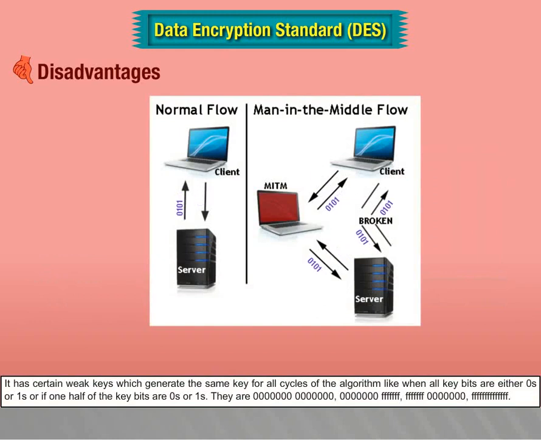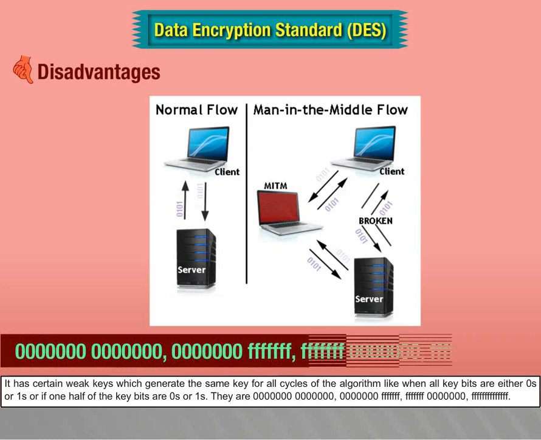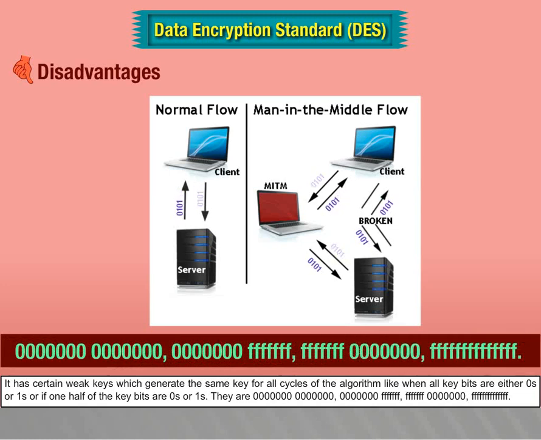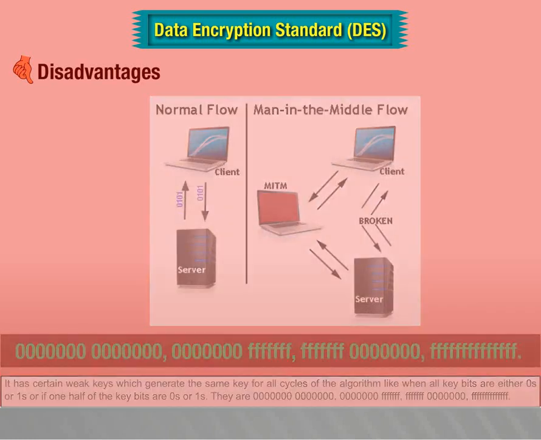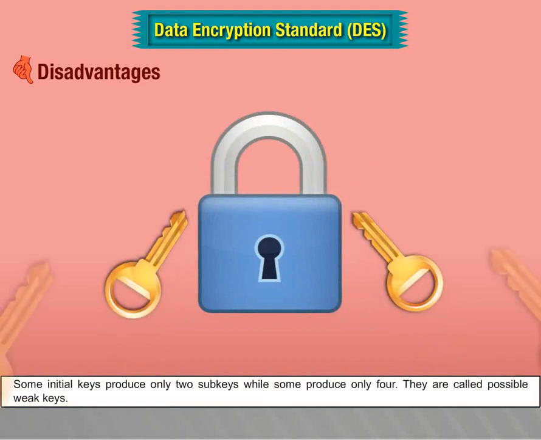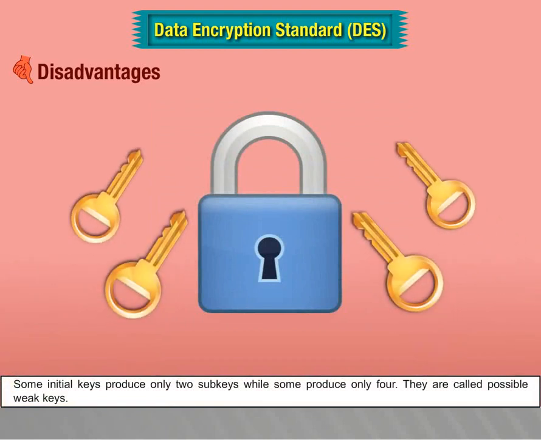It has certain weak keys which generate the same key for all the cycles of the algorithm, like when all key bits are either zeros or ones, or if one half of the key bits are zeros or ones. Some initial keys produce only 2 subkeys, while some produce only 4. They are called possible weak keys.